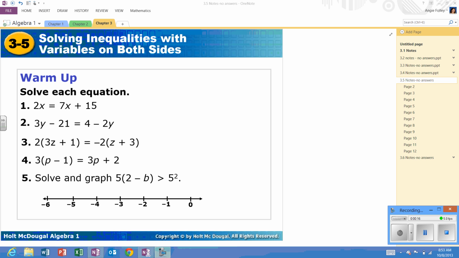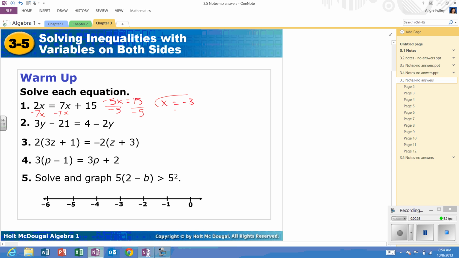Now, since we have variables on both sides, we need to collect them on the same side. So I'm going to move this 7x over to the other side. And I'm going to write over here. That becomes negative 5x equals 15. Now I just need to divide by that negative 5 to get rid of it, and x equals negative 3.